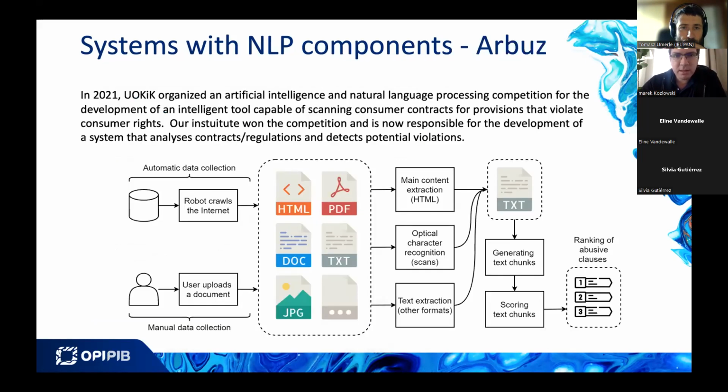We also build systems for the office. UOKiK is the Office of Competition and Consumer Protection, the Polish version of the Office of Consumer Protection, and we won the nationwide AI competition, and now we are the provider of NLP-empowered systems for the Office of Competition and Consumer Protection.